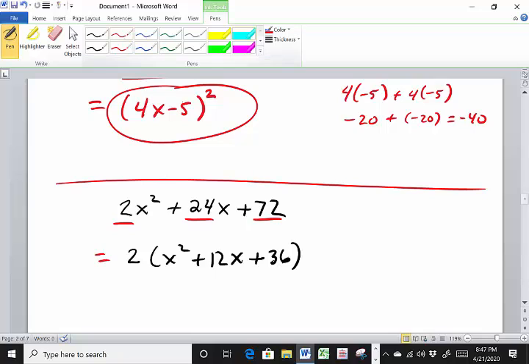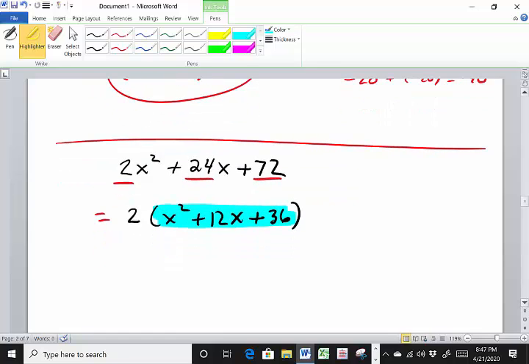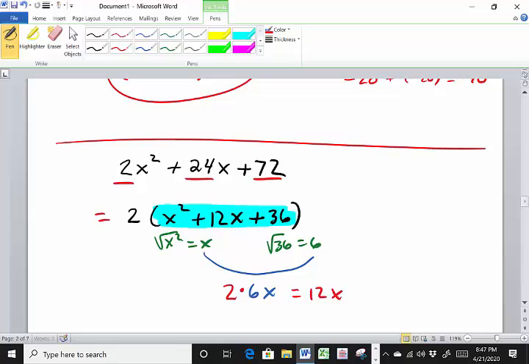Now, if I look at this trinomial, is it a perfect square trinomial? Well, let's see. What's the square root of 36? That's 6. What's the square root of x squared? That's x. Let's multiply 6 times x. That's 6x. Let's double it, meaning we're multiplying it by 2. And we get 12x.